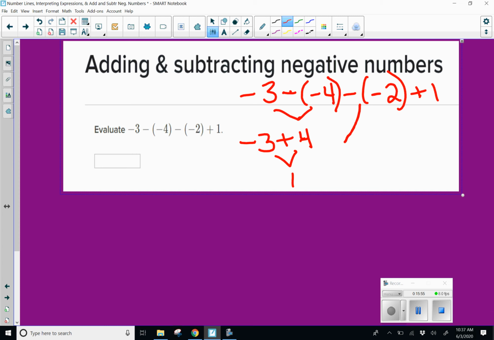Next, we've got minus negative 2. Again, I'm going to do keep, change, change. That's going to become 1 plus 2, which equals 3. And then our last step is to just add the 1 at the end. And that's going to give us our final answer, which is a positive 4.